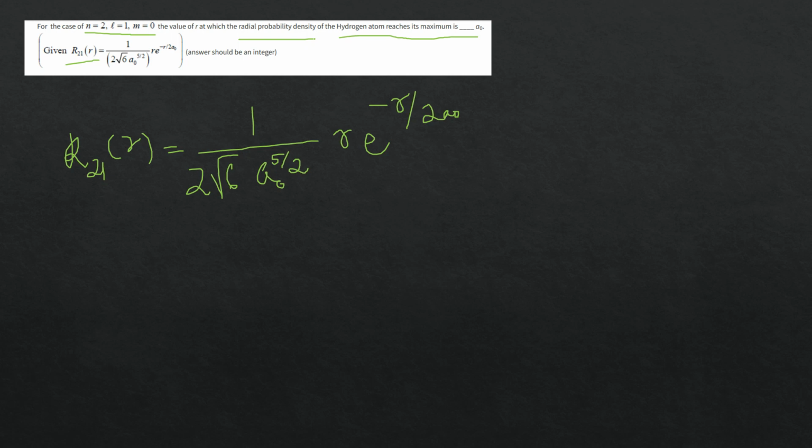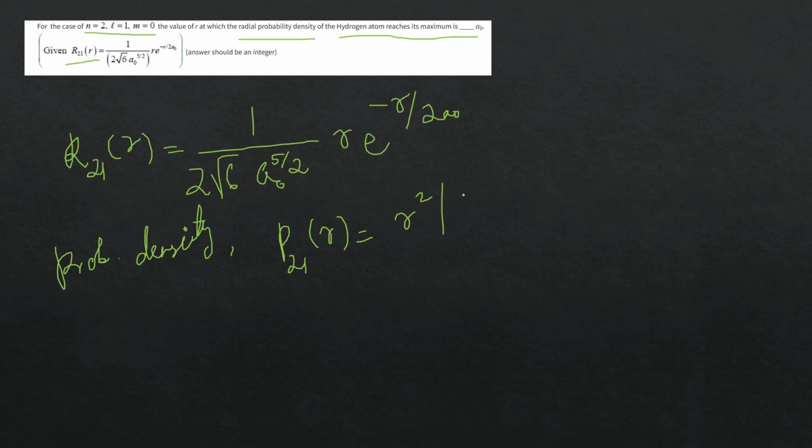Okay. So the probability density is asked. Probability density is given as P21. If this is R21 R, so the probability density would be P21 R. P21 R is equal to what? R square R21 R whole square. This is the formula you have to remember.